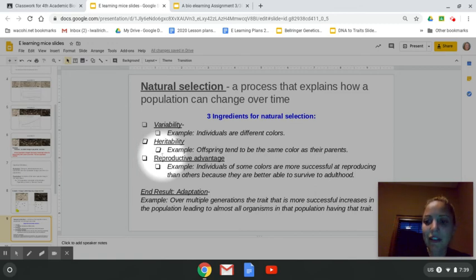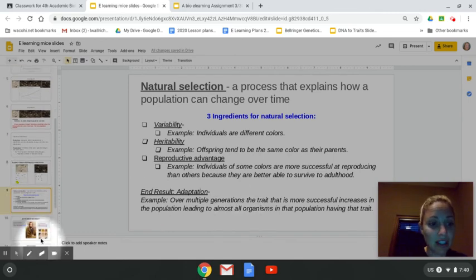And then the third thing is whatever that trait is has to give the individuals with that trait some sort of reproductive advantage. An example of this is individuals of some colors are more successful at reproducing than others because they are more likely to survive to adulthood. The end result of natural selection is that almost all of the population will have that adaptation, which we saw in the pocket mice because almost all the population in the end had the darker color. So over multiple generations, the trait that is more successful increases in the population, leading to most all organisms in the population having that trait. So why are there adaptations in populations? Usually because that trait gives them some sort of reproductive advantage.